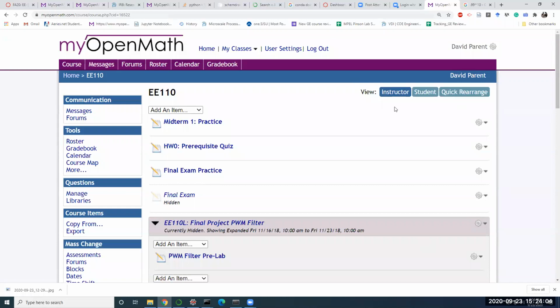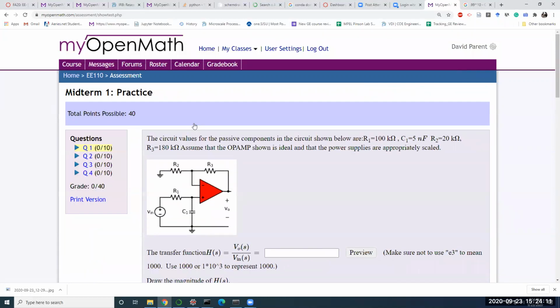Okay, so I guess I'll pretend, we'll do a thing. Okay, so we have a circuit, and here are the components.